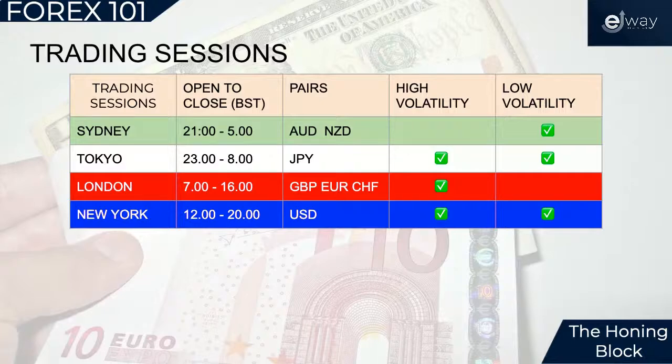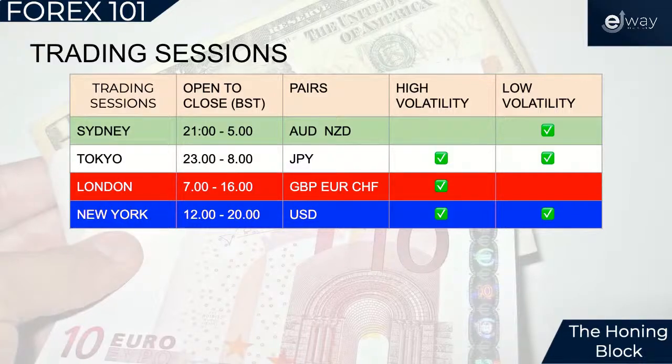Then we have the main pairs. There are more pairs that are involved and traded during those times, but these are the main pairs, the main currencies, that are traded during those times. And then what I have as the last 2 columns is whether or not there is high or low volatility during that specific time frame.